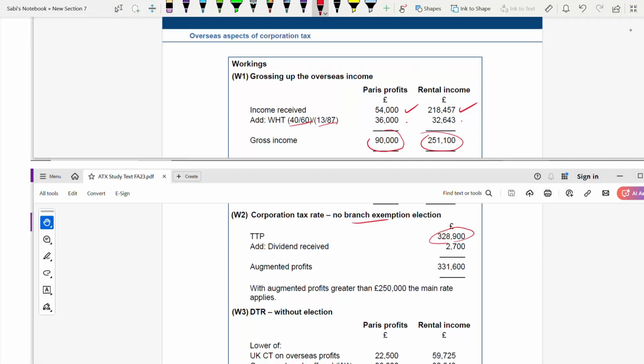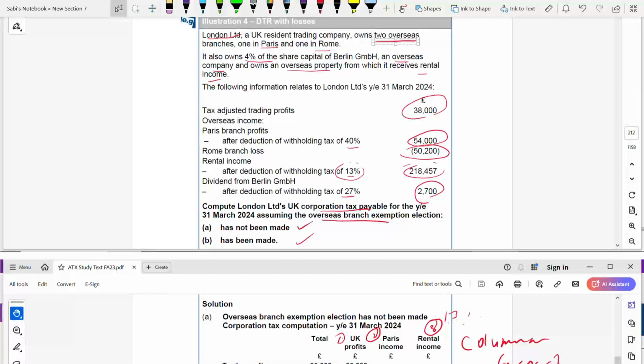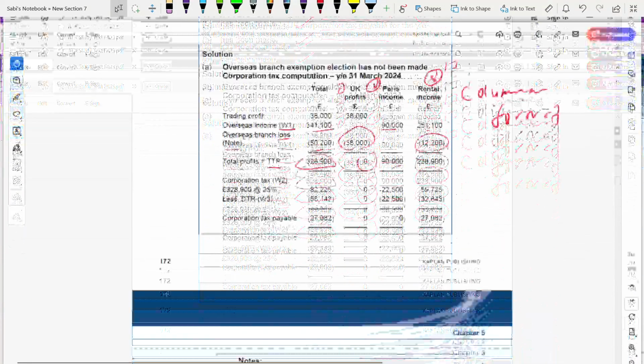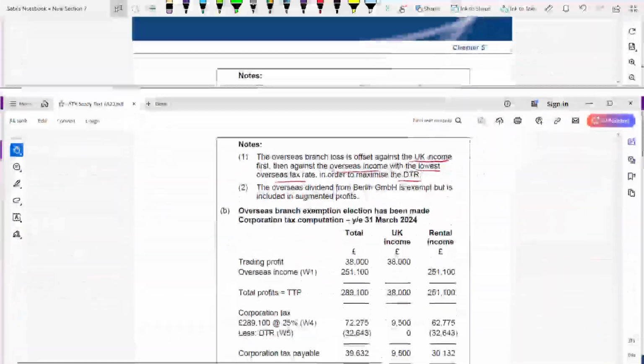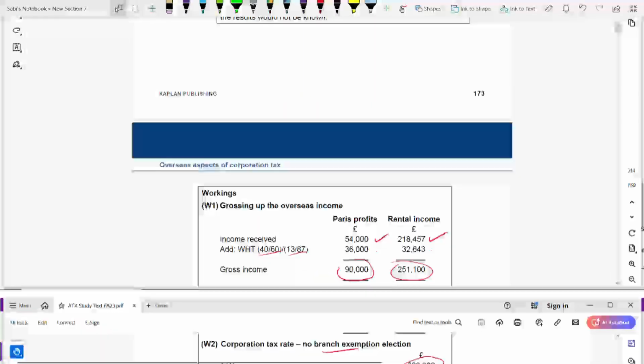Add the dividend received. Okay, so if you can see, even without adding the dividend, your TTP is greater than 250,000. Remember, the branch is not a part of an associated company, so it will not have an impact on your upper and the lower limit.